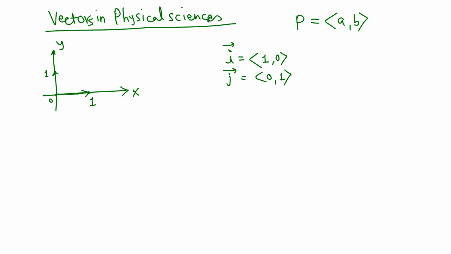Vectors in physical sciences. We saw earlier a vector written in this way, P equals (a, b), but in physical sciences we denote it in this way. This is an alternative way.